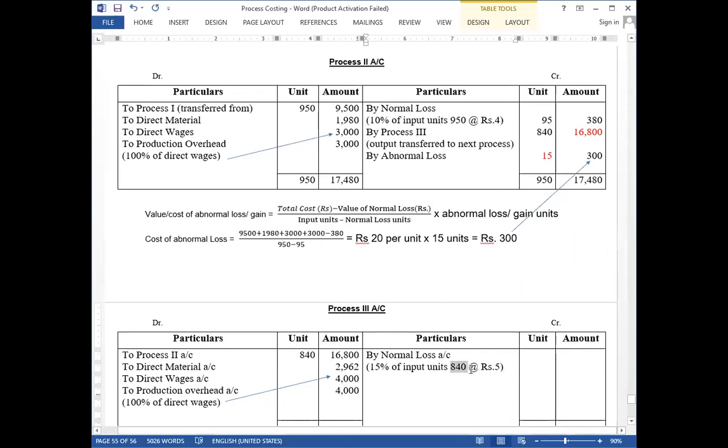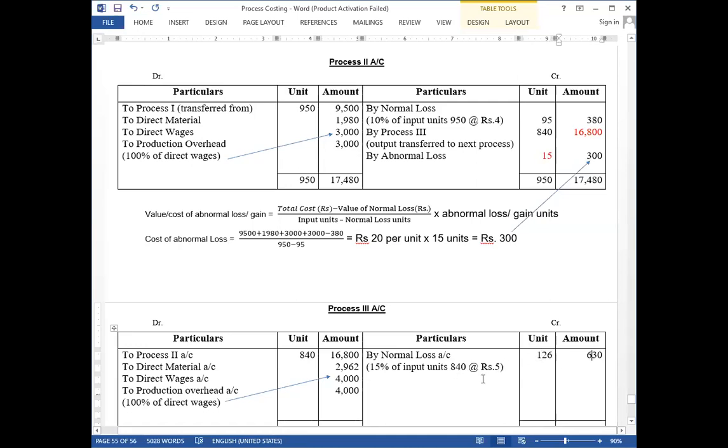So take 840 and multiply by 15%. How many units are you getting? Again, I'm repeating: 840 units is the input units and the expected normal loss is 15%. So 840 into 15%, you get 126 units. Now you want to know the amount. The amount is 126 units multiplied by 5 rupees, the scrap value, that is 630 rupees. So 126 units at the rate of 630.